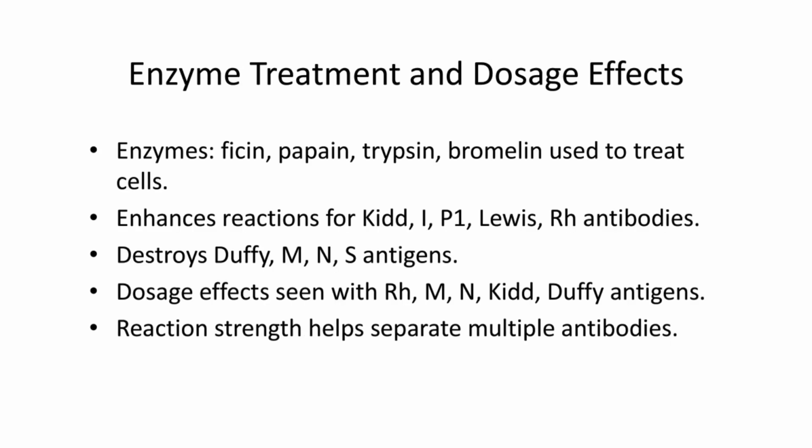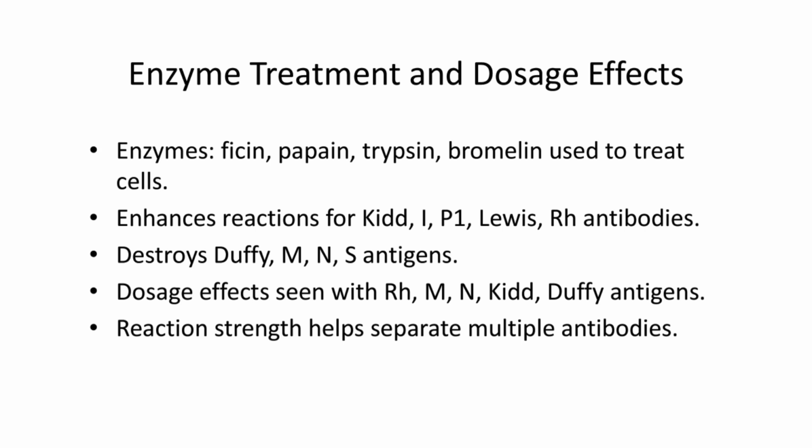Additional notes and techniques. Enzyme-treated cells, using enzymes such as ficin, papain, trypsin, and bromelain, are available to compare with untreated cells. These help differentiate antibody reactions. When comparing enzyme-treated and untreated cells, certain antibodies show enhanced reactions, including those from the Kidd, I, P1, Lewis, and RH systems. Others, such as Duffy, M, N, and S, may be destroyed by enzyme treatment.